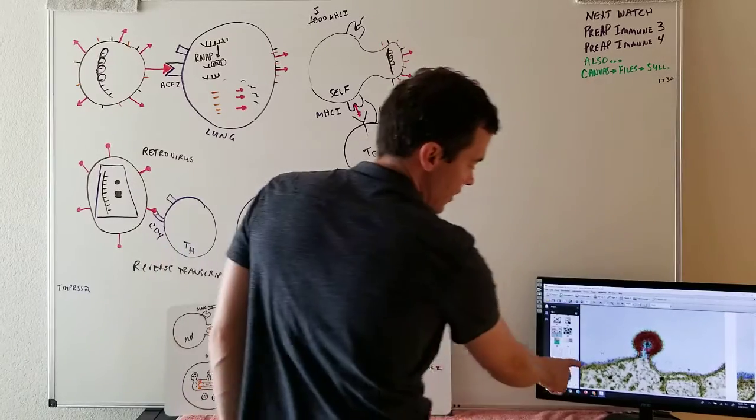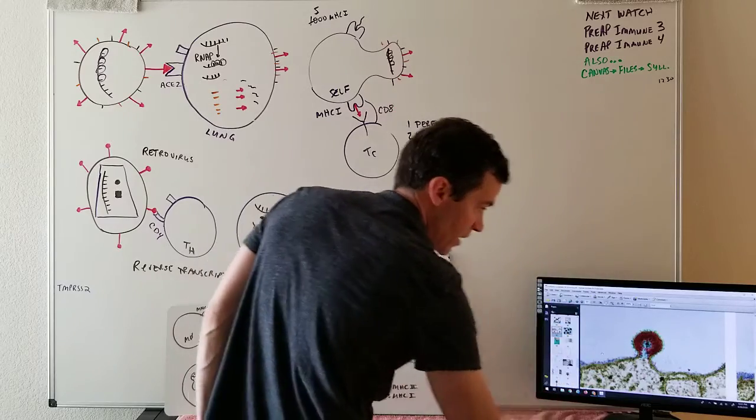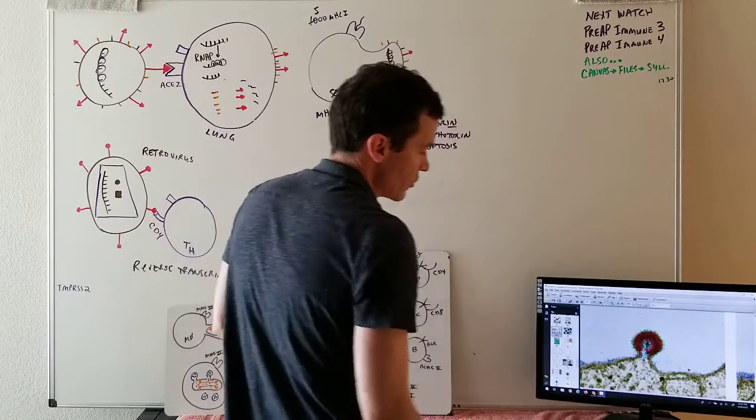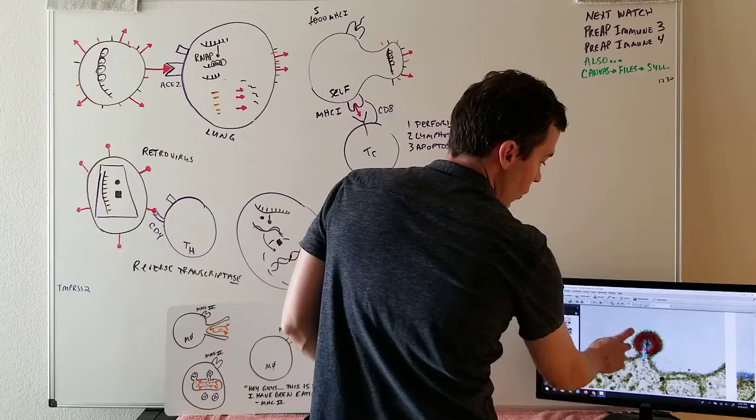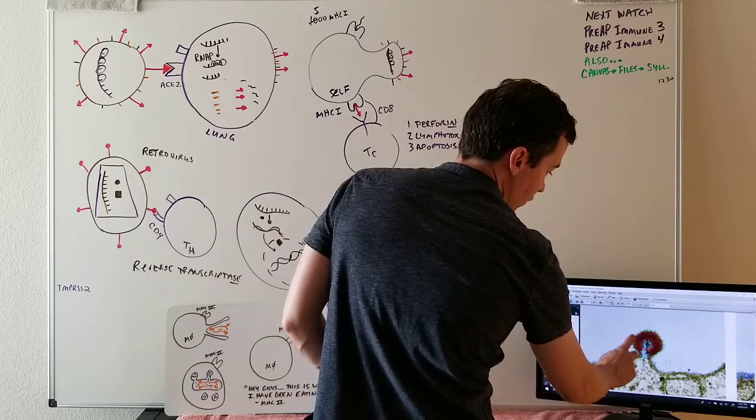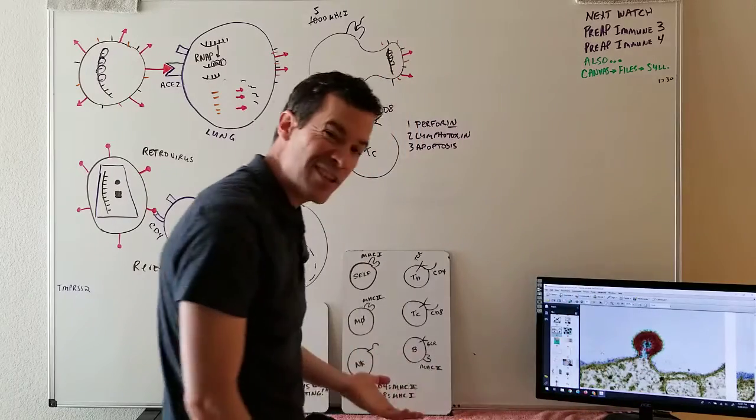And as it buds, you can see right here, this is the original cell, like maybe a helper T cell or a dendritic cell or something. It's taking what we just call the envelope. It's taking some of the phospholipid bilayer with it. That's a pretty good disguise.